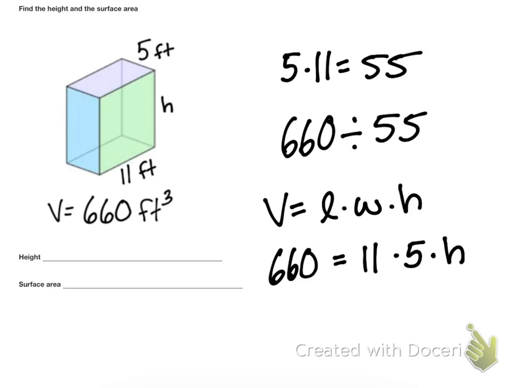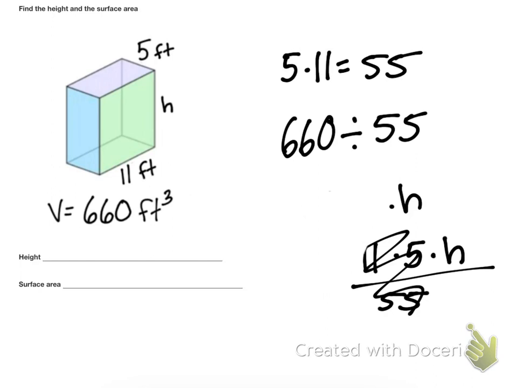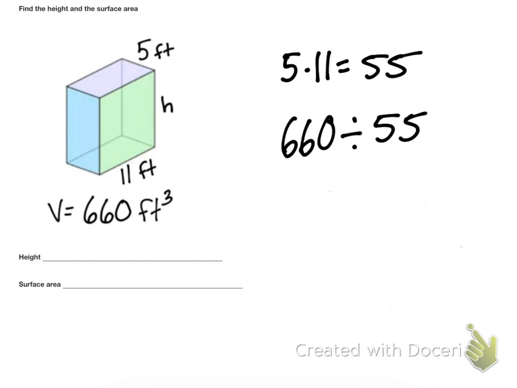So yet again, it's exactly like a lot of you guys were saying. Here, this 11 times 5 is 55. So we're going to divide by that 55 on each side. Now, what is 660 divided by 55? Who would like to tell me? Excellent. I actually see it up there. Gore says 12. Excellent. So our height is 12.